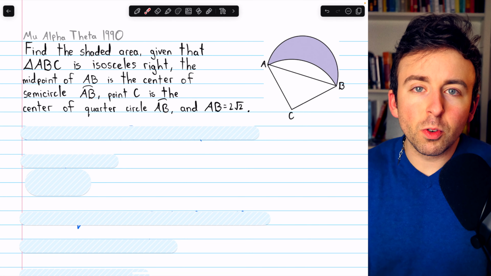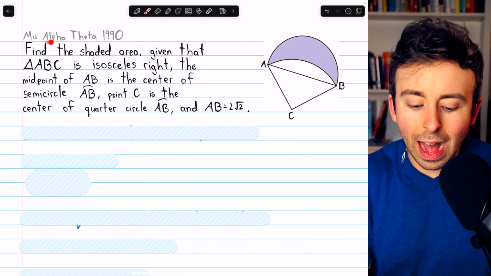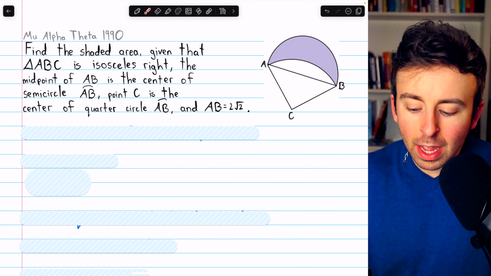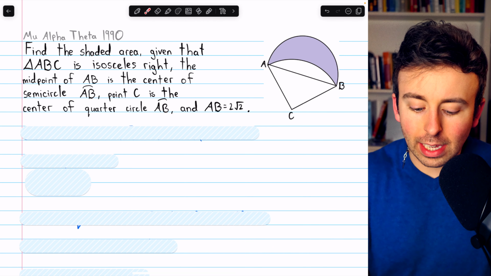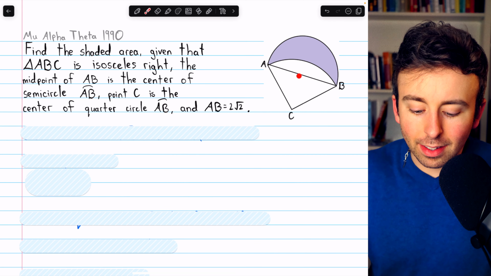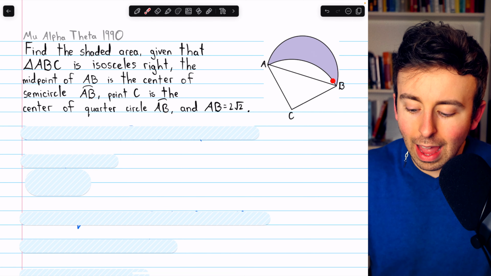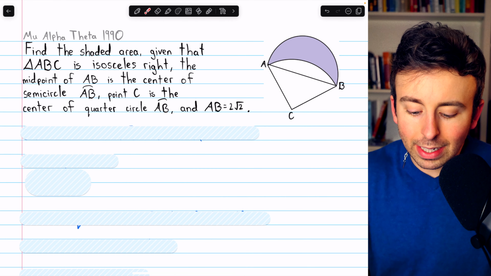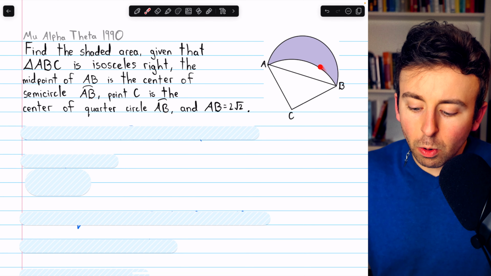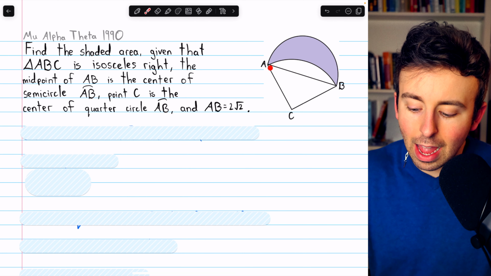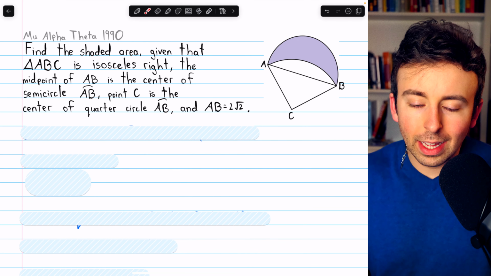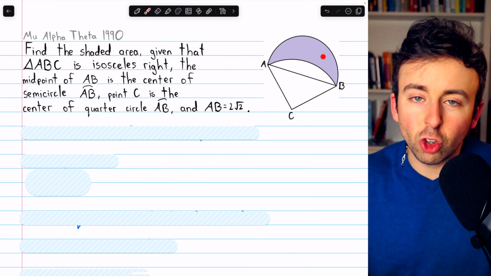This is a fun geometry problem from the 1990 Mu Alpha Theta competition. We are asked to find this shaded area, given that triangle ABC is isosceles right, the midpoint of AB is the center of semicircle AB, and point C is the center of the quarter circle AB. We're also told that the hypotenuse AB of the isosceles right triangle has a length of 2 root 2. Using all this information, we need to find the shaded area.